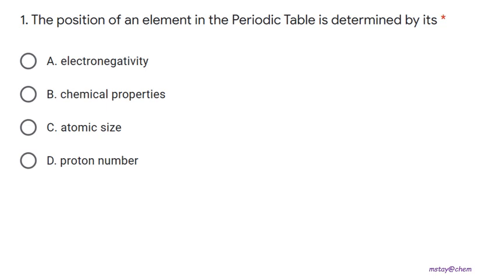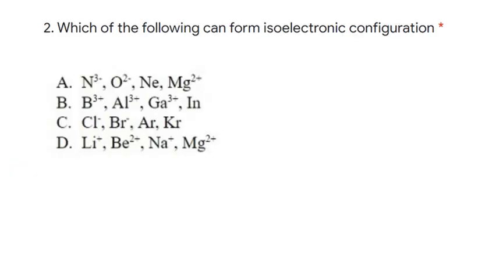In this video, we are going to focus on revision for Chapter 3, Periodic Table, and also Chapter 4, Chemical Bonding. Look at this question. The position of an element in the periodic table is determined by its proton number. Question number 2. Which of the following can form isoelectronic configuration?